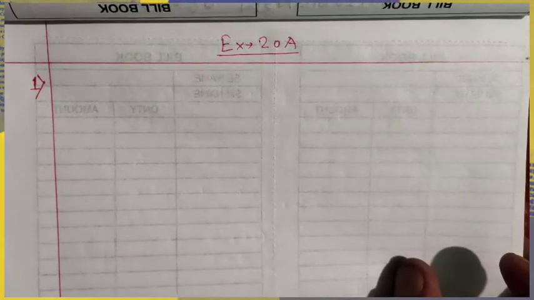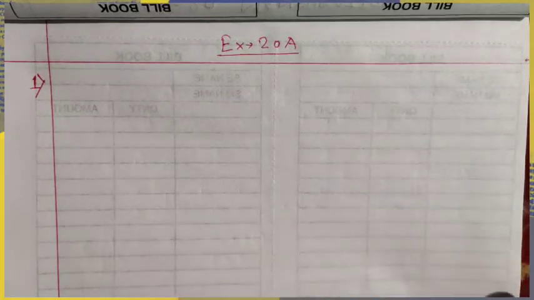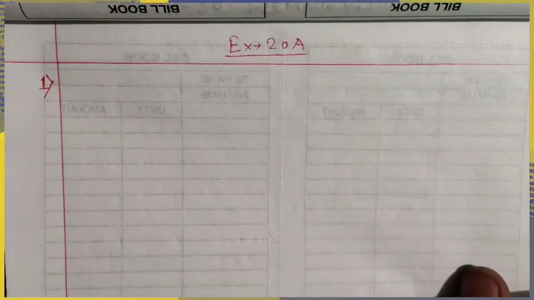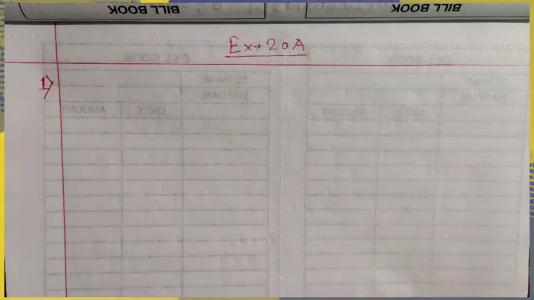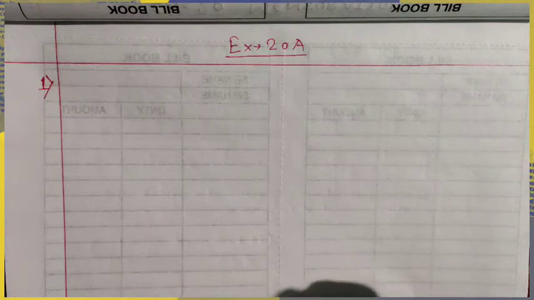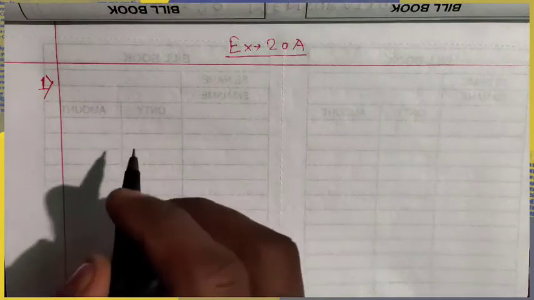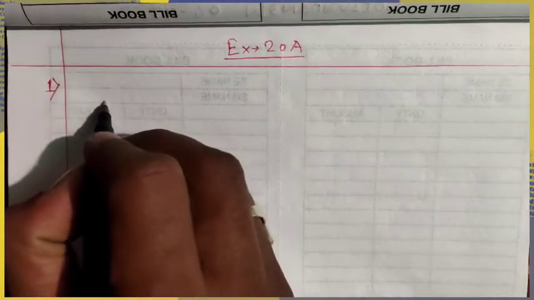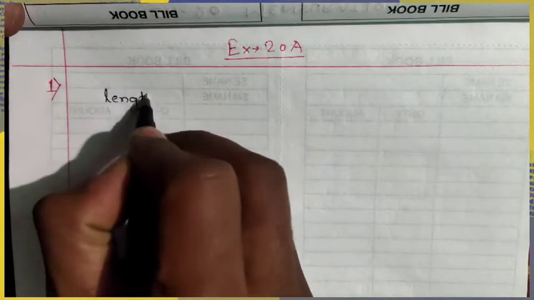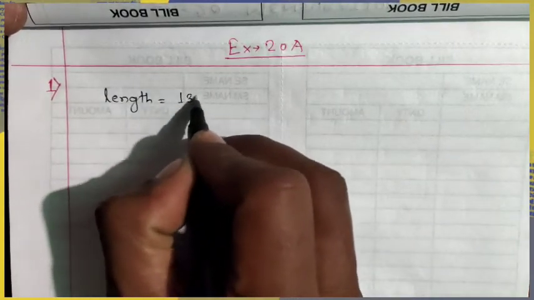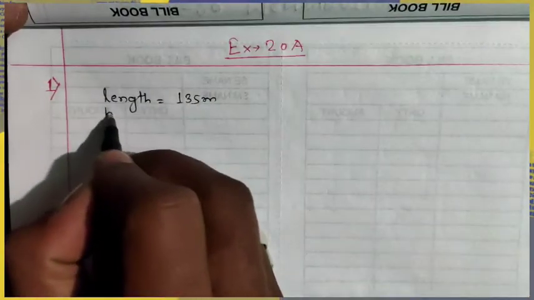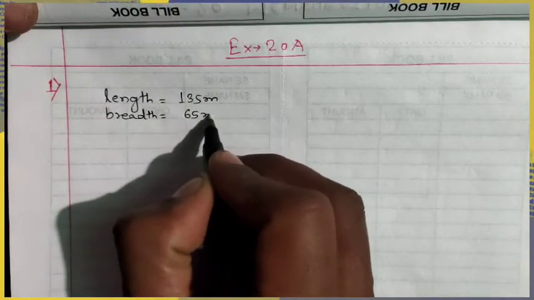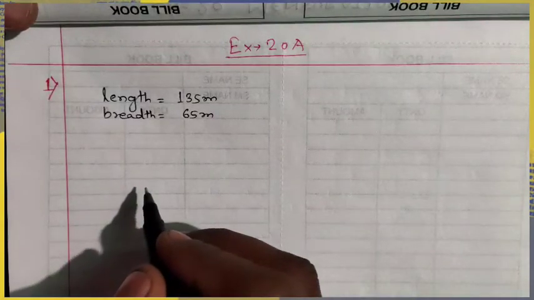The length and the breadth of a rectangular plot. Rectangular plot means the question is telling us about rectangle. The length and breadth is given. The length and breadth of a rectangular plot are 135 meter and 65 meter. It means length is given. Length is equal to 135 meter. Breadth is given, 65 meter. And the question is saying find its perimeter.